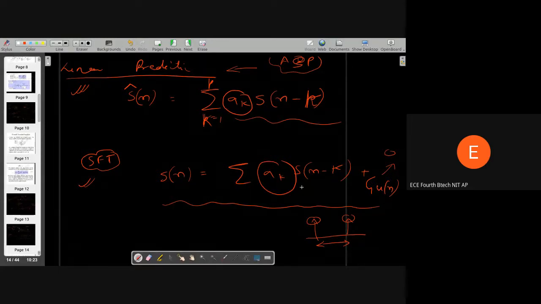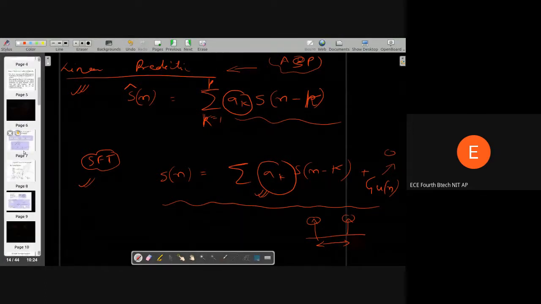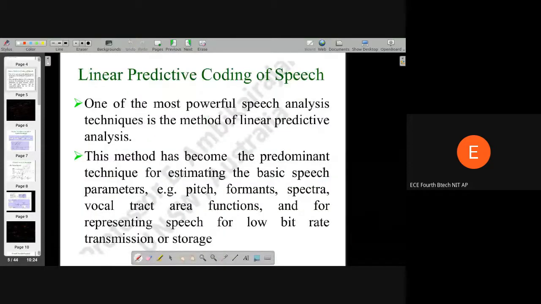The question is how to find the individual weights given to the previous samples. That technique is called linear prediction. Linear prediction is one of the most powerful speech analysis techniques. If we can estimate those parameters, the a_k, the poles basically, then we have basically resolved the entire system.